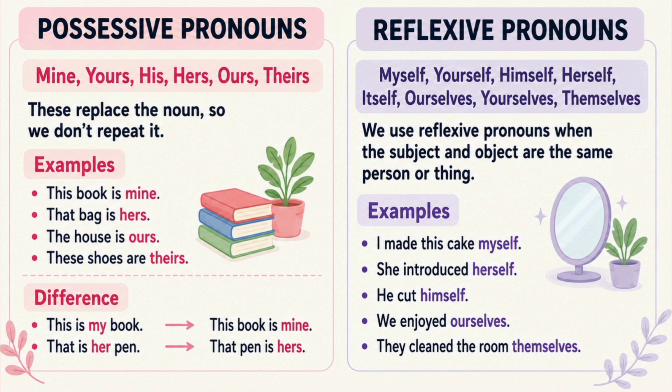We also have reflexive pronouns like myself, yourself, himself, herself, itself, ourselves, yourselves, and themselves. We use these when the subject and the object are the exact same person or thing, such as I made this cake myself, she introduced herself, he cut himself, we enjoyed ourselves, and they cleaned the room themselves.